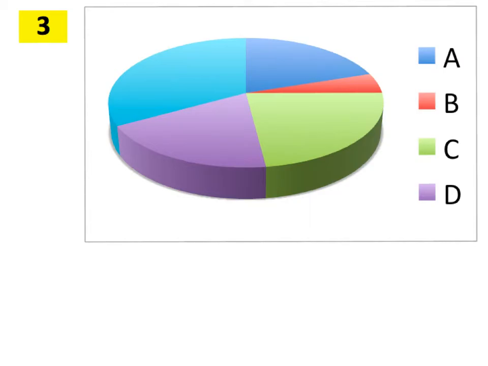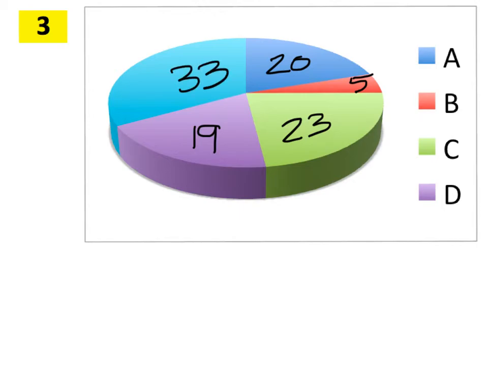The values for this should be the following. For A is 20, that is the dark blue. For B, which is red, that is 5. C is green, that is 23. Purple is D, and that is going to be 19. And for the light blue, which is E, not shown in the legend, that should be 33.